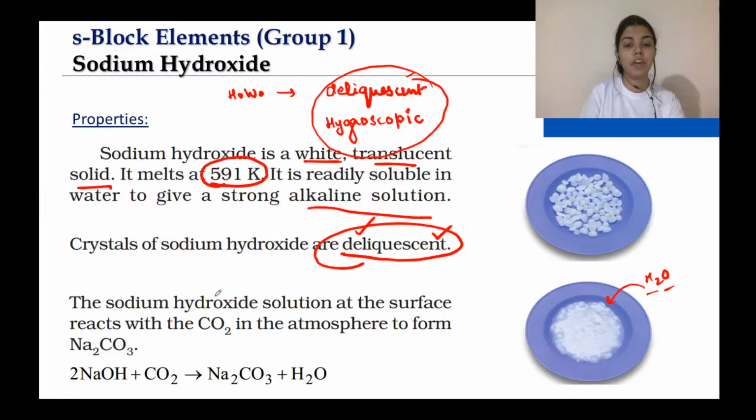Now the sodium hydroxide solution at the surface reacts with CO2 in the atmosphere to form sodium carbonate. So NaOH plus CO2 gives you Na2CO3. So this is another preparation for sodium carbonate.